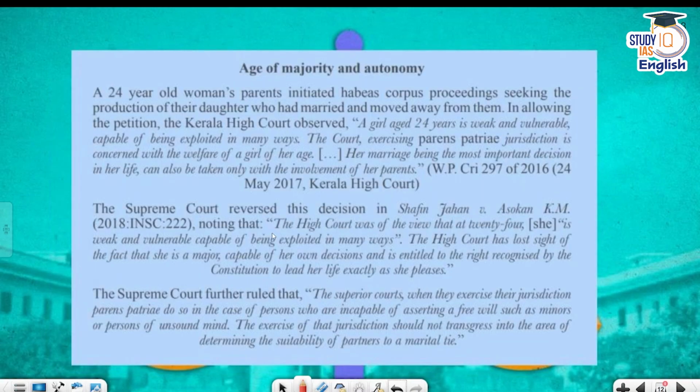But we have to understand that even the courts were not free from it. A 24-year-old woman's parents initiated habeas corpus proceedings, that means seeking the production of their daughter, when she married and moved away from them. And in allowing the petition, the Kerala High Court observed that a girl aged 24 years is weak and vulnerable.